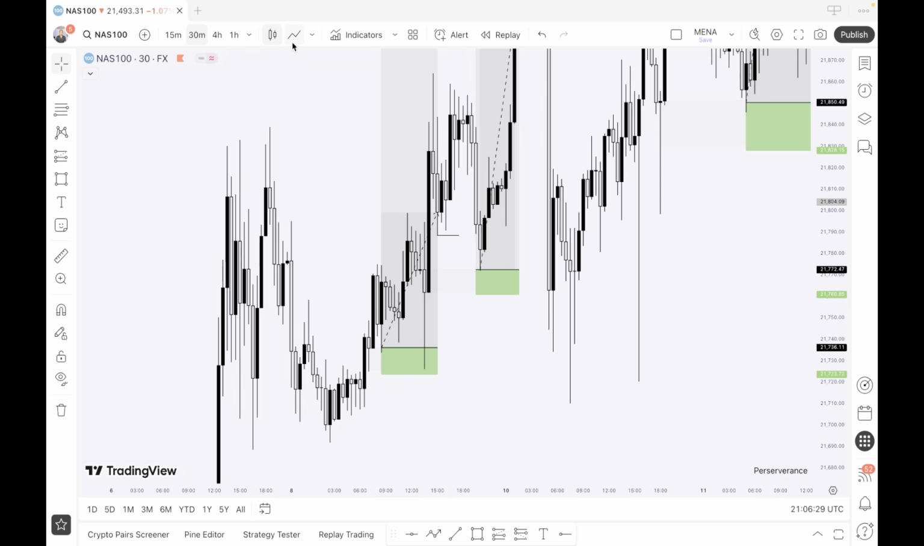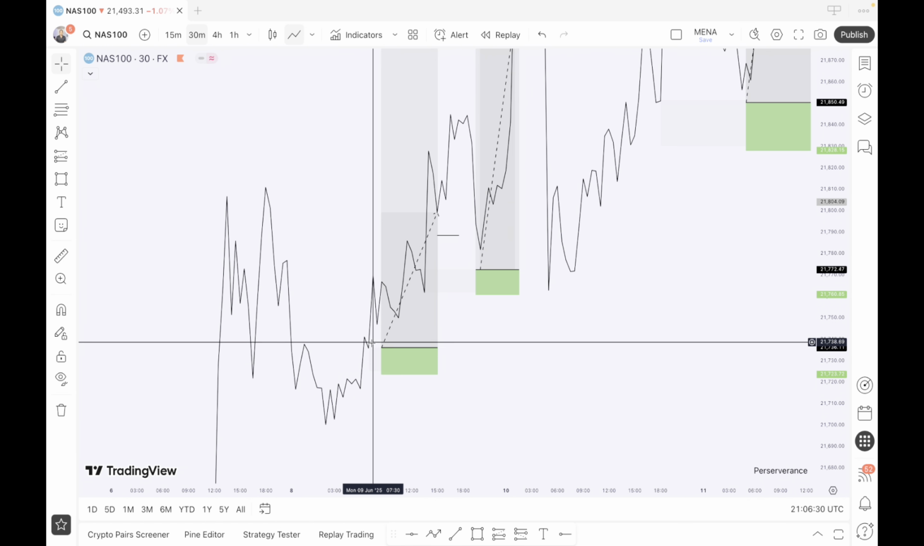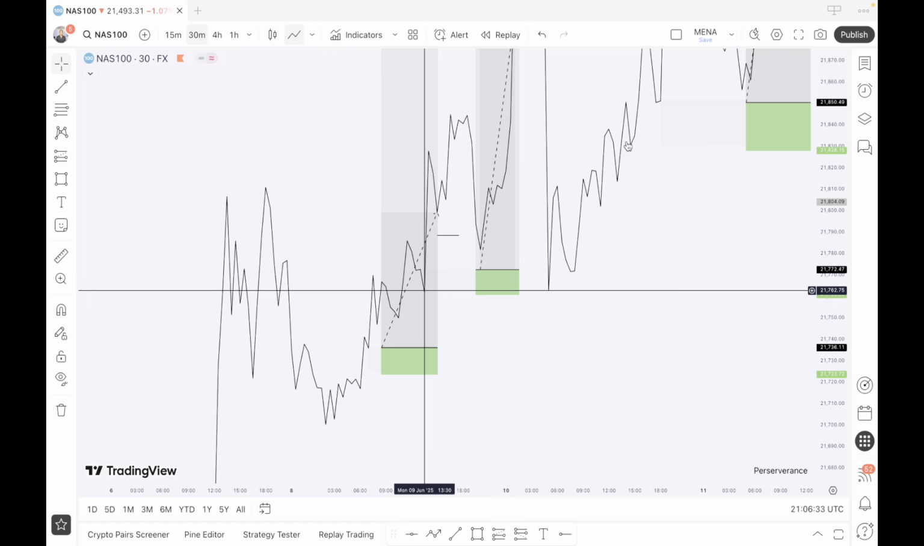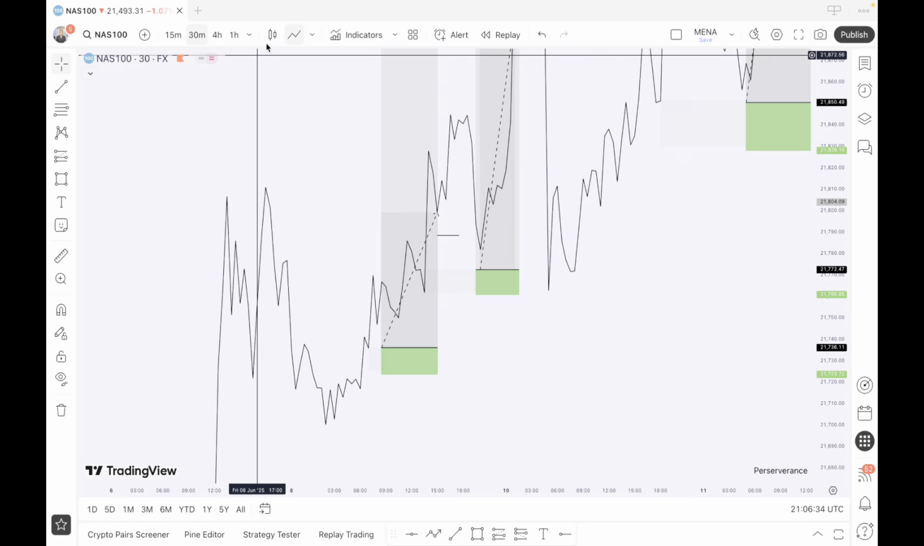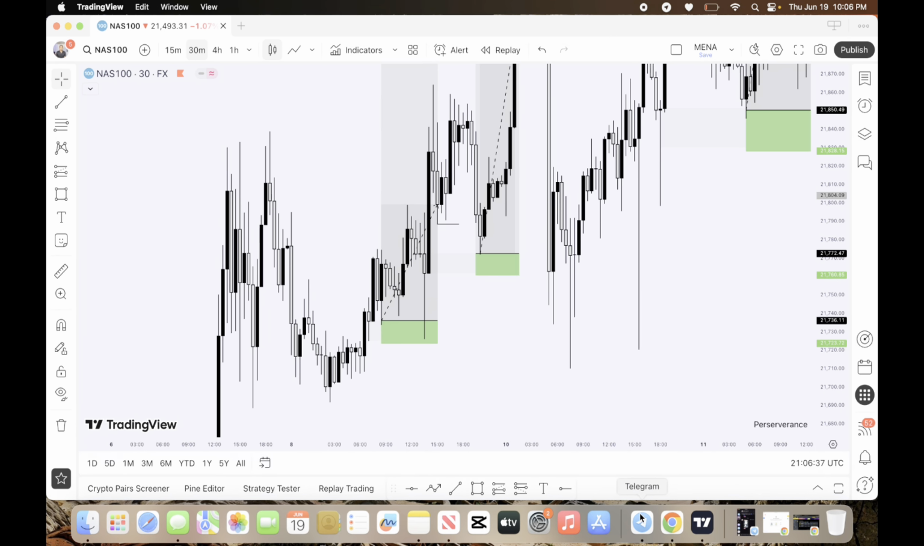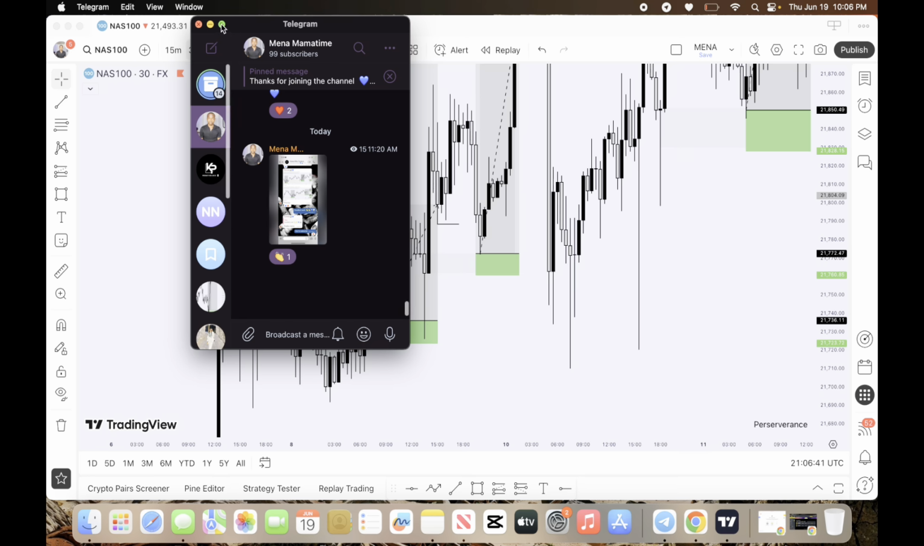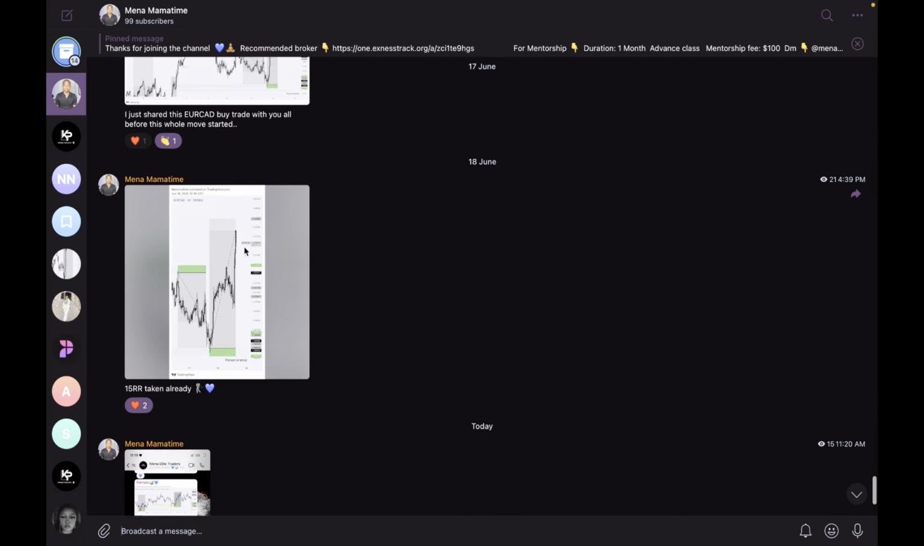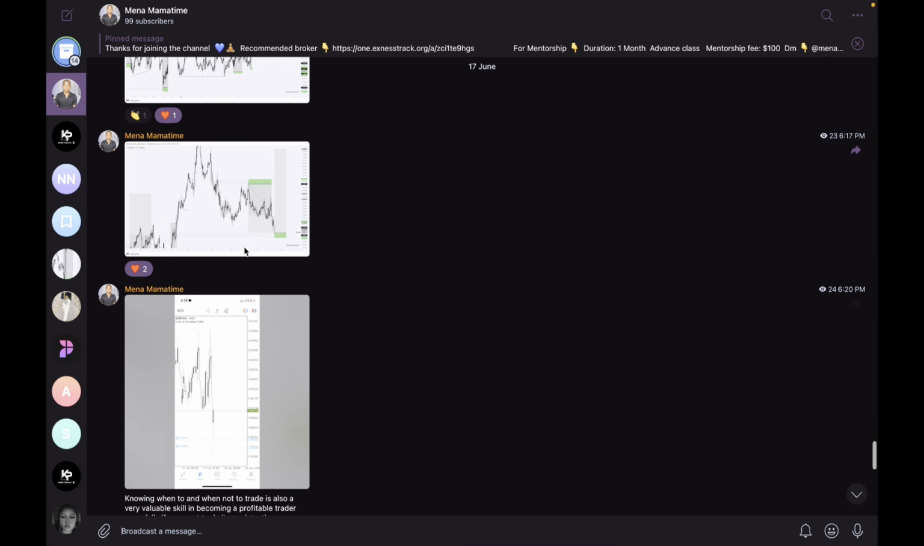I'm still going to see the V shape there, right? So you see the V shape in all the entries. Now let me go to my Telegram. Let me show you guys the before of that Nasdaq, of that Eurocard trade.